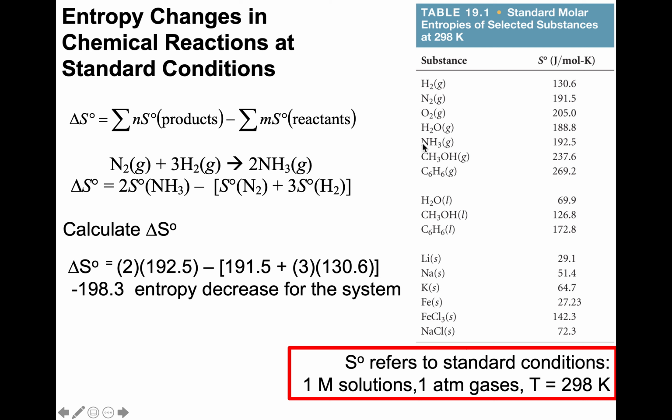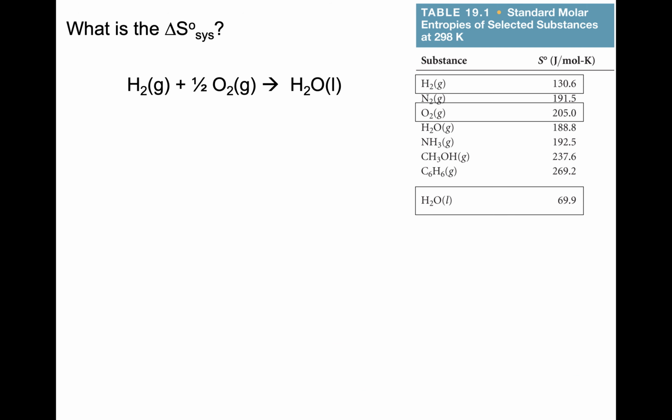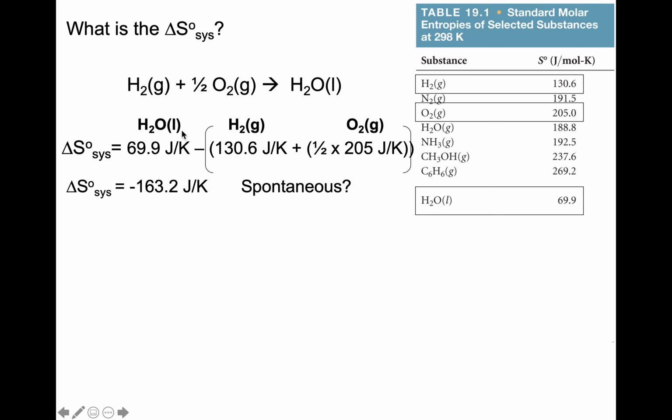Just like we need clarity, are we talking about the system or the surroundings or the universe when we're thinking about the entropy? Are we thinking it under these standard conditions or other conditions that would be considered non-standard? How about this one? This is looking at the entropy change for the system under these standard conditions. So we could take the values. We could see that for the system right here, entropy is going down.